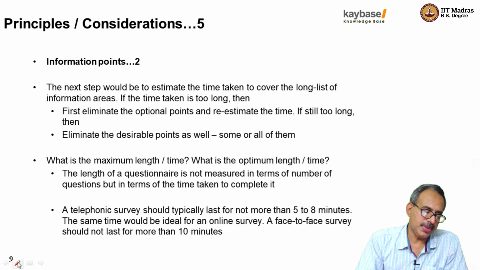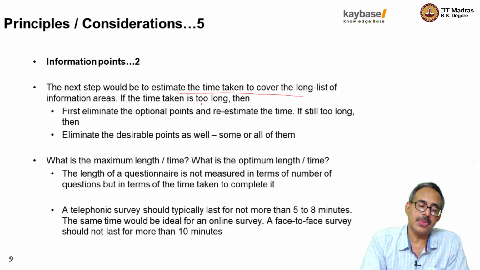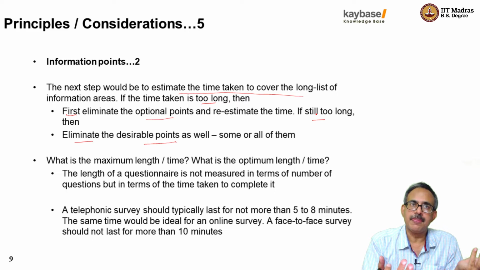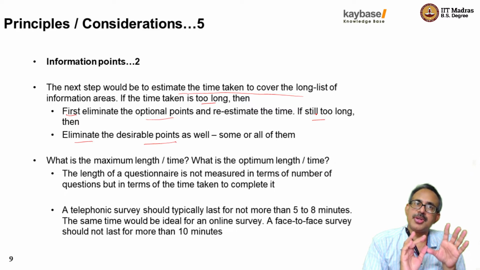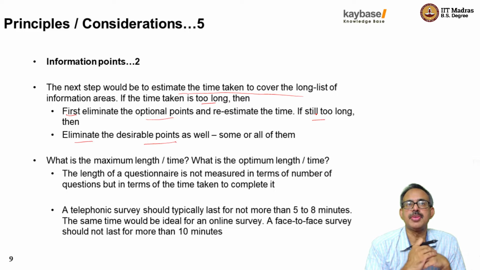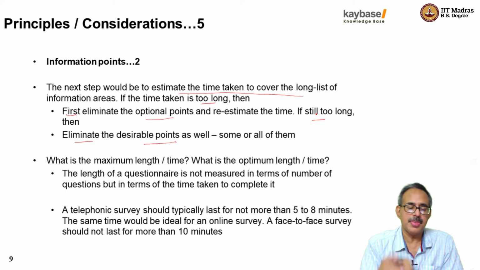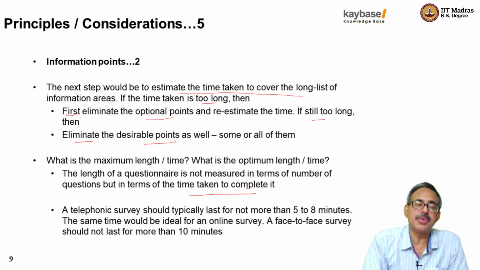Yeah, so this is what I was saying just now. You estimate the time taken to cover the long list. And if the time is too long, then you first eliminate the optional points and then you eliminate the desirable points as well, maybe some or all of them. That's only if it is still too long. Okay, so how do we say what is too long? We need some guidelines there. The length of a questionnaire is not measured in number of questions. When people say how many questions will it have, is it 20 questions, 30 questions, that's irrelevant. What matters is the time taken to complete the questionnaire.